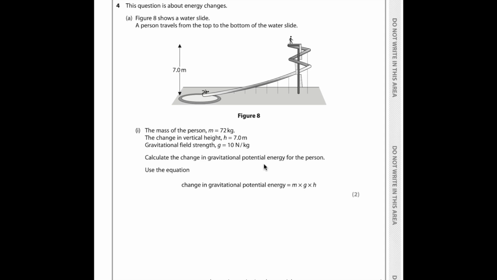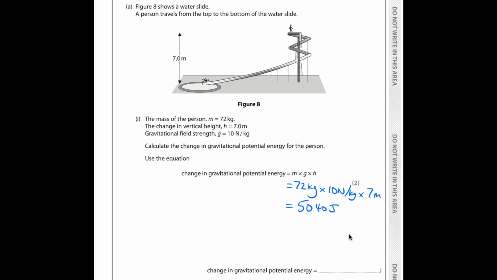Calculate the change in gravitational potential energy for the person. Use the equation. So they gave us everything, and they have even very kindly told us what the letters were. So that's 72 was the mass, multiply that by gravity, which was 10 newtons per kilogram, and multiply that by the height, which was 7 meters. And that comes out as 5,040. And that'll be joules.